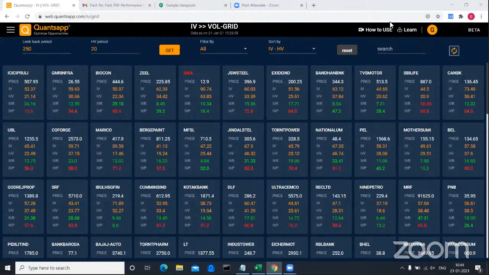there's a small formula for it. You can write it down if you want to note it. To calculate IVR: current volatility minus the previous lowest volatility. So current is 45 minus previous low of 30, divided by your highest minus lowest. Last year's was 60 minus 30. So it will come to 50%.